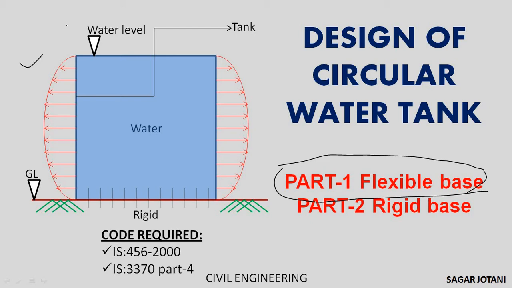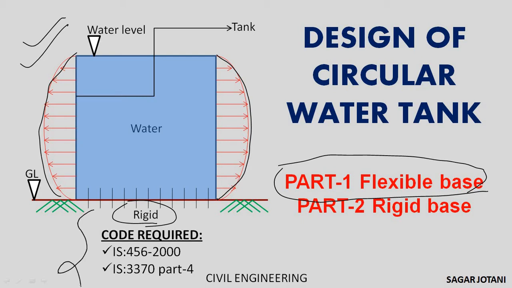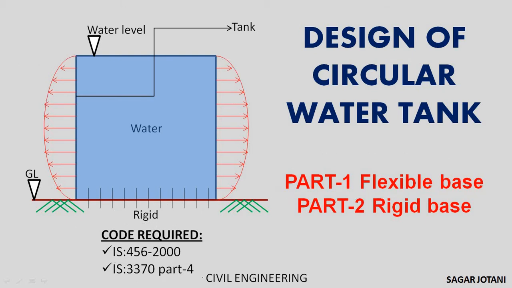Here you can see the figure which shows the water tank, which is rigid at the bottom. It also shows the tension applied on the side wall of the water tank. The codal provisions required for the design of the water tank are IS 456 and IS 3370 part 4. For flexible you need part 2, and for the rigid base you need part 4. So let us move ahead.